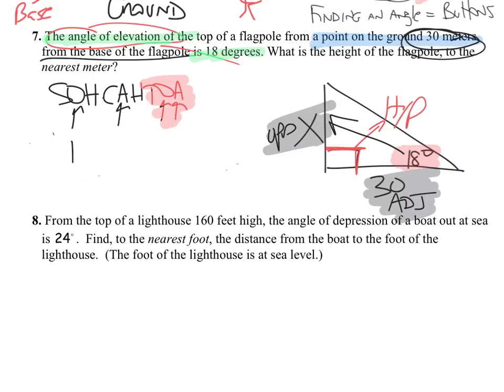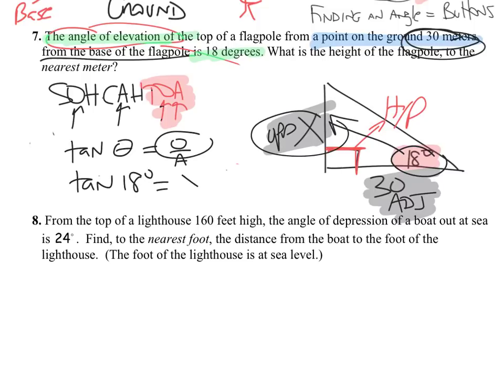I'll write out my rule. Tangent of the angle, tangent of theta, equals opposite over adjacent. So the tangent of theta, the tangent of the angle is 18, so the tangent of 18 equals opposite, which is x, over adjacent, which is 30. So here's the equation that I'm using.